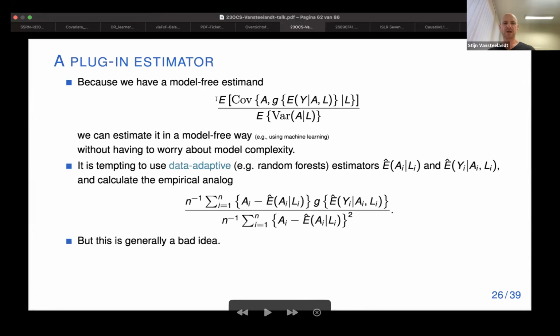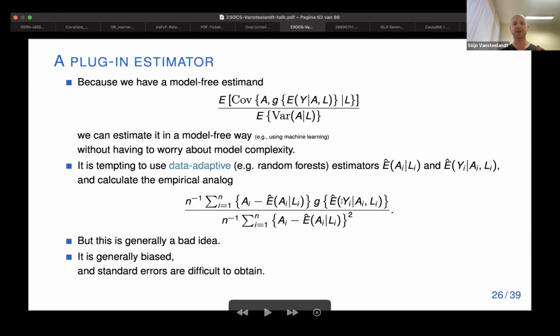It's tempting to say, well, let's make an empirical analog of the expression here. Instead of population expectations, we could take sample averages. This covariance, which is conditional on L, we could learn by taking residuals from the exposure and then multiplying by the link function G evaluated at the mean outcome. And perhaps we could use machine learning to get the mean of A given L and the mean of Y given A and L. That seems tempting to do, but unfortunately, it's a bad idea.